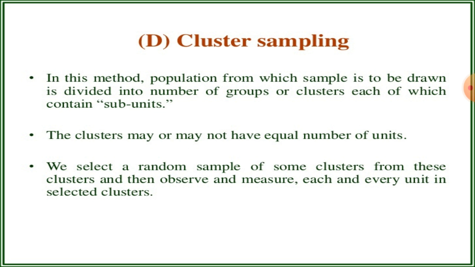The fourth method is the cluster sampling method. In this method, the population from which the sample is to be drawn is divided into a number of groups or clusters, each of which contains subunits. The clusters may or may not have equal numbers of units. We select a random sample of some clusters from these clusters and then observe and measure each and every unit in the selected clusters.